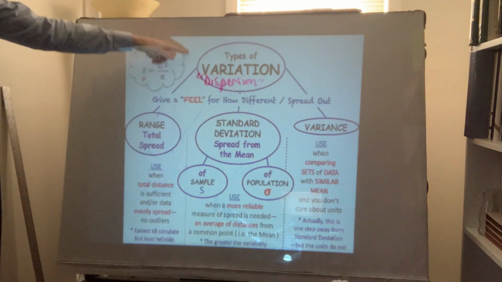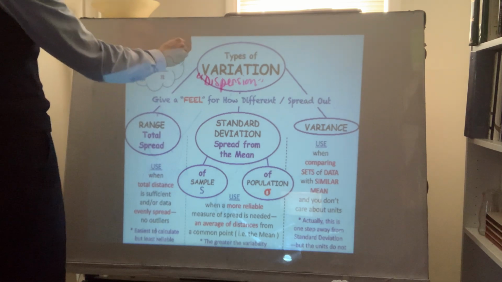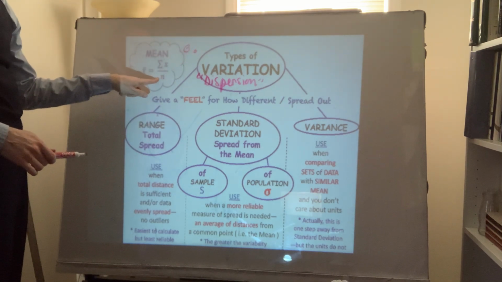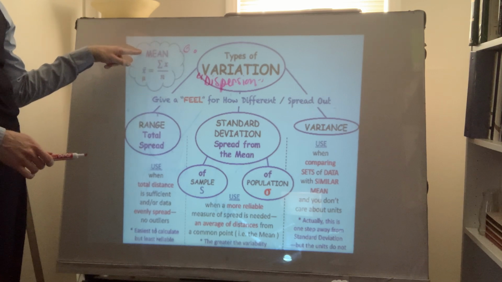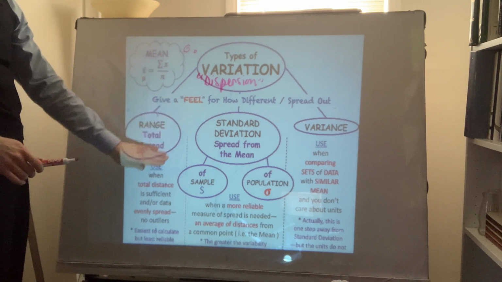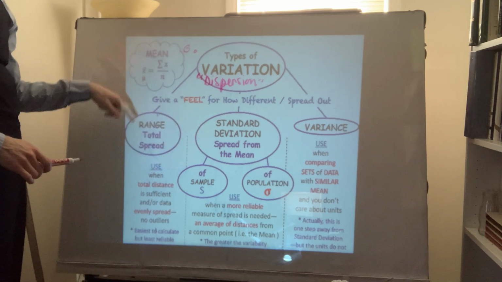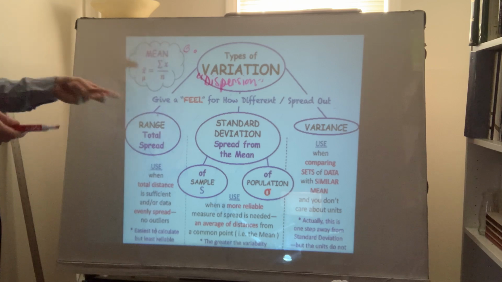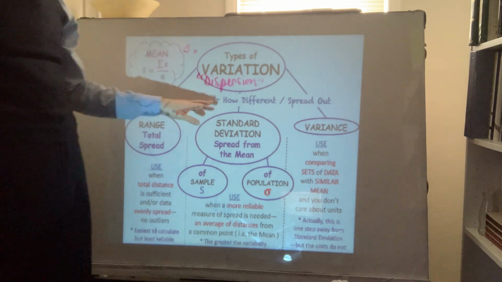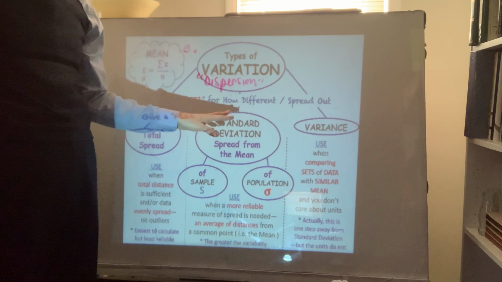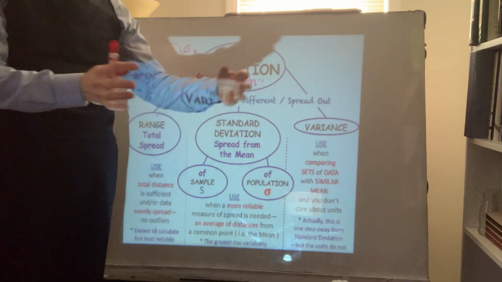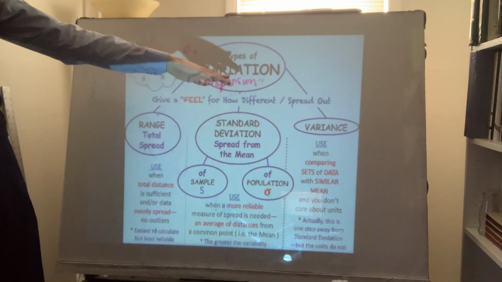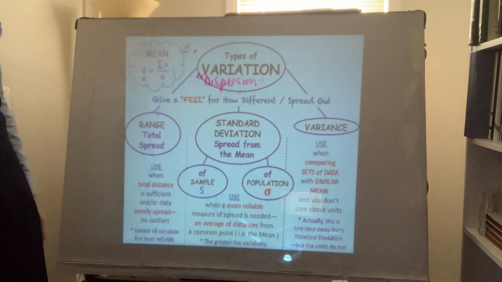I purposely put this little thought balloon up here just so I don't have to go flipping for what the formula is officially for mean. There's an analogy that I'm trying to develop here. Now, what are our types of variation? They give you a feel, as things in statistics do, for how different sets of data are, or how spread apart the values are in the set of data. So essentially, they give a feel for how different or spread out something is.